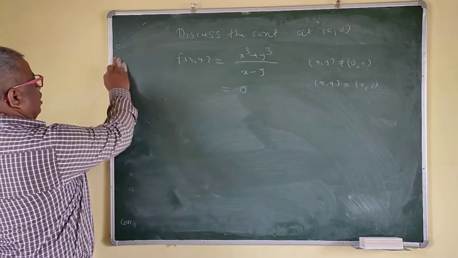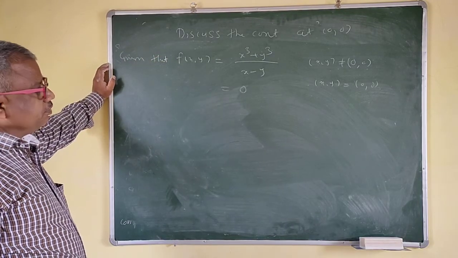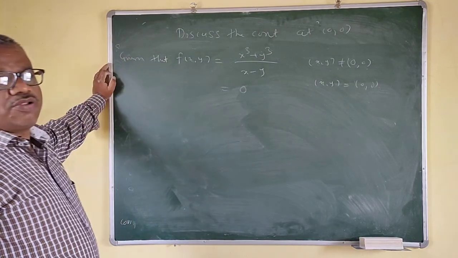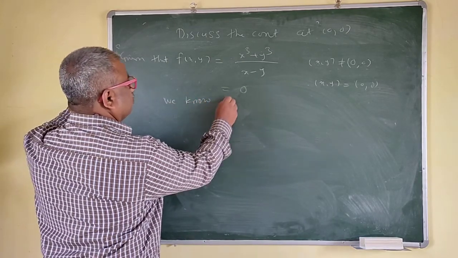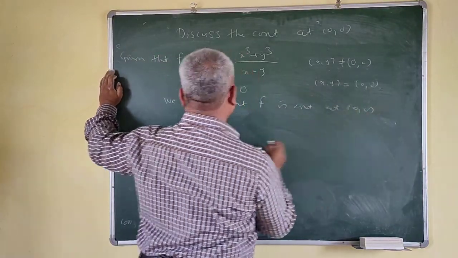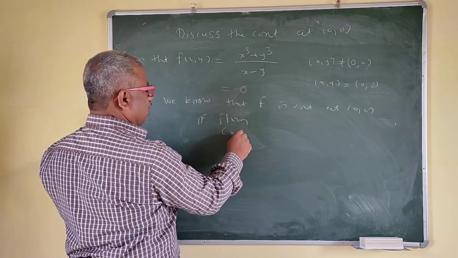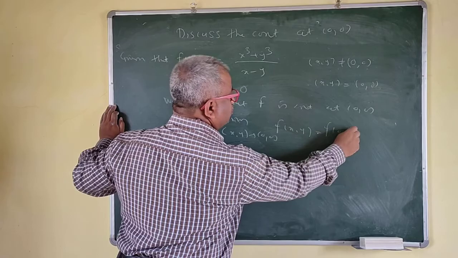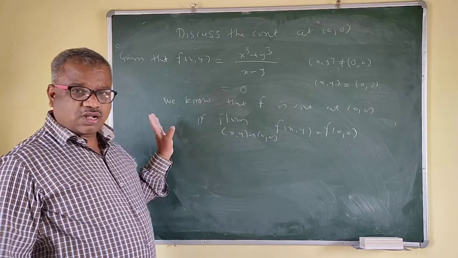Okay, solution. Given that, what do we have to do? Discuss the continuity at 0, 0, right? So first we write the definition. We know that f is continuous at 0, 0 if the limit as xy tends to 0, 0 of f of xy is equal to f of 0, 0. At least you can write this. This is the definition. So you understand how to check the continuity of the function.